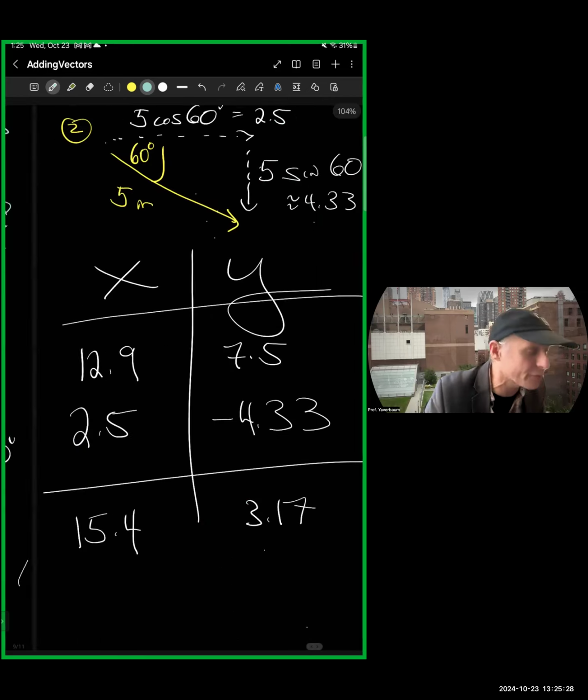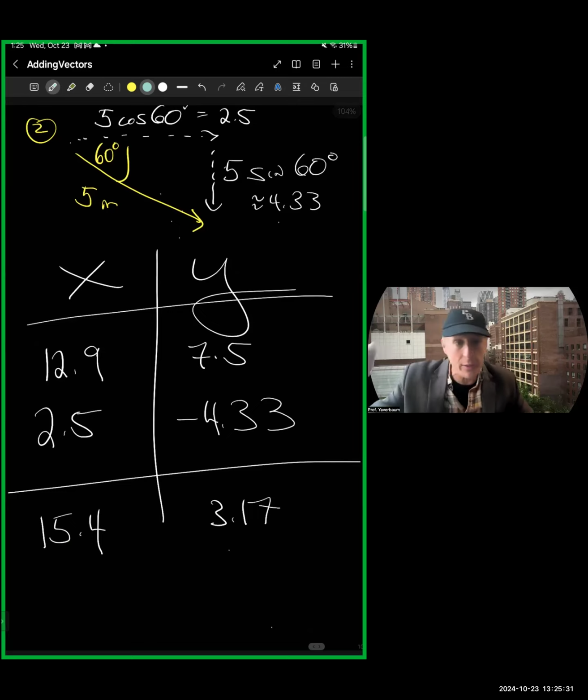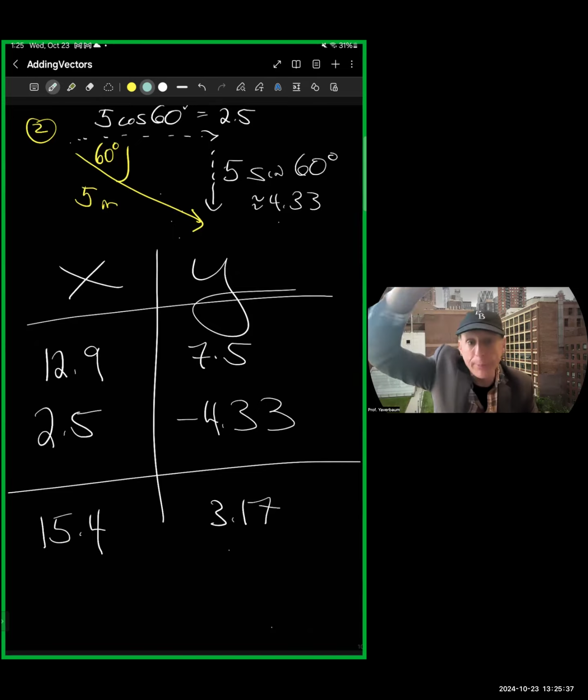And then I do the same thing for the next vector. The next vector went 5 meters at 60 degrees southeast. So I say, okay, that's really like going 2.5 meters to the east, SOHCAHTOA again. And it's like going 4.33 meters to the south.